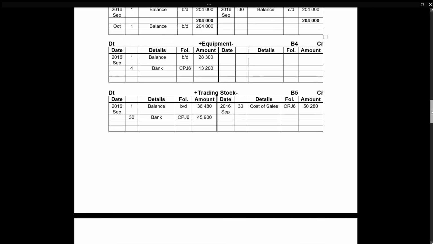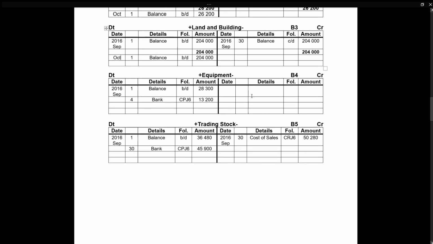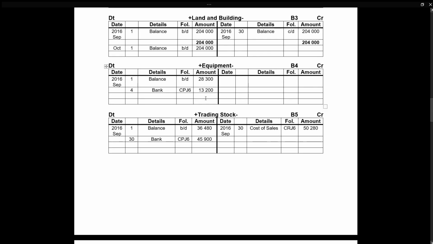Right, so equipment. I can see that my debit side is the largest side. Let's quickly total equipment, 41,500 rand. How much do I need on my smaller side to get to that amount? Exactly 41,500 rand. It's a calculation, therefore my value will be carried down. Details will be balance, and this would have taken place last day of the month, 30 September 2016.